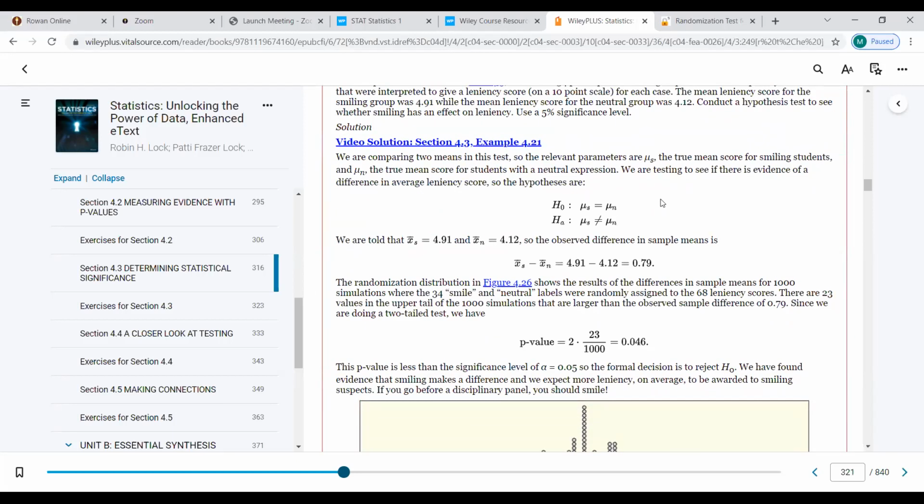Notice in this example here, this is another example in the book. Actually, give me a second here.